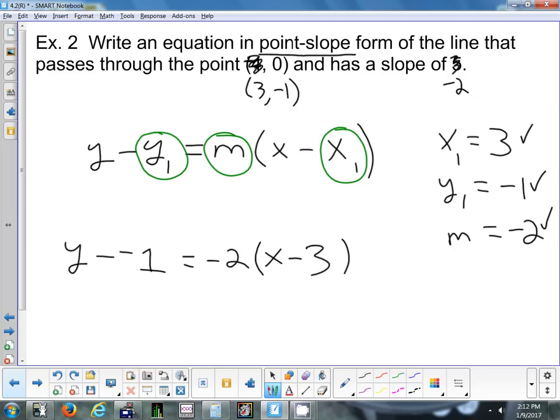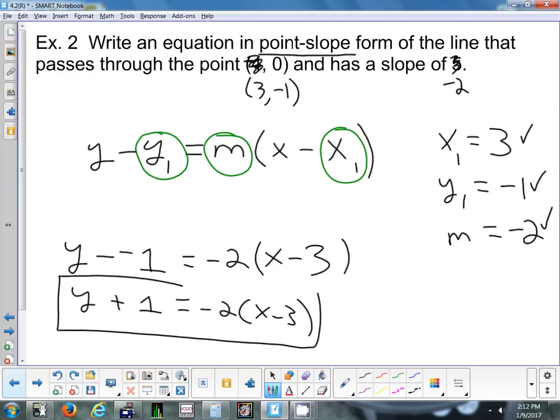Now this is almost good, but there's one thing we have to do because of what I was just explaining. What's y minus -1? Plus 1. So we're going to make it y plus 1, and then copy the rest, and that's the final answer. Do we have to get y by itself here? Yes.